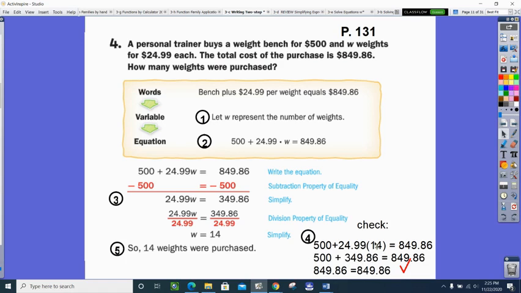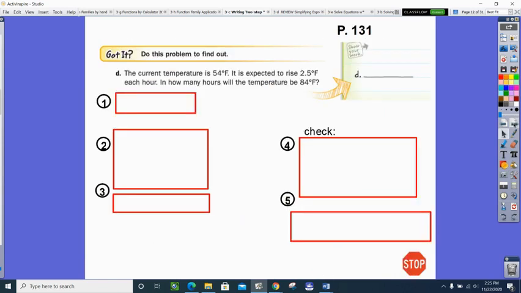But 14 what? Remember that 14 was the number of weights. So my answer to the question is that 14 weights were purchased. And that is how we do real world examples with our equations.